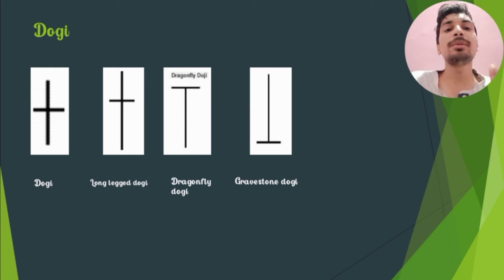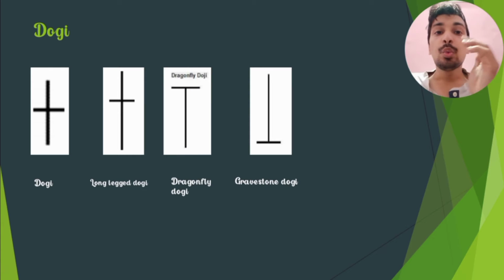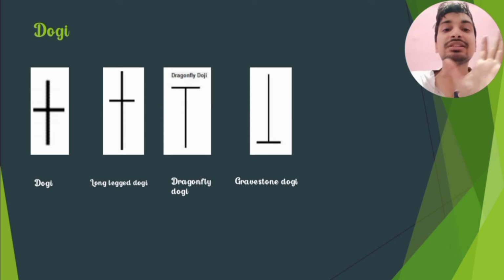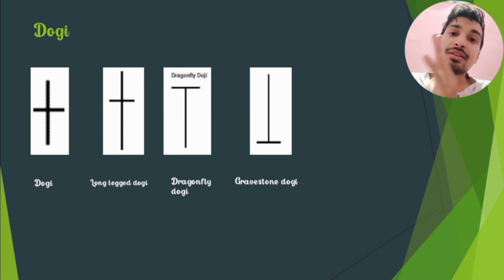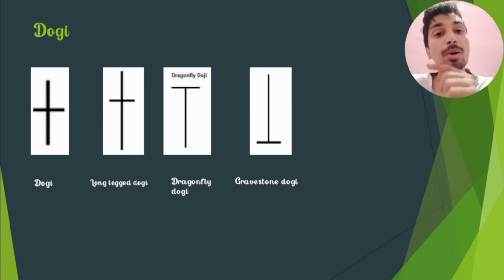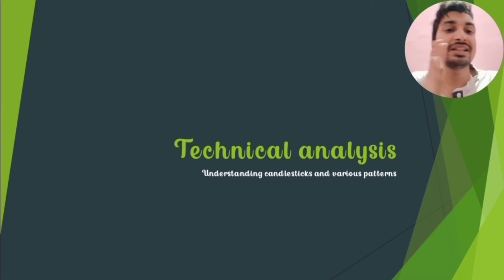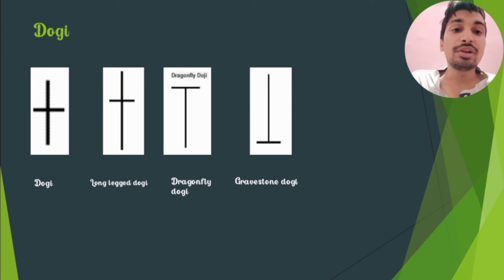So doji actually means a candle which opens and closes at the same price. That is actually a doji. There is not much difference between the opening and the closing price. So it doesn't mean that there is no upward or downward movement. Obviously the stock market will have movement. There is up and down movement, but the opening and closing price is the same. So that is what a doji actually means.